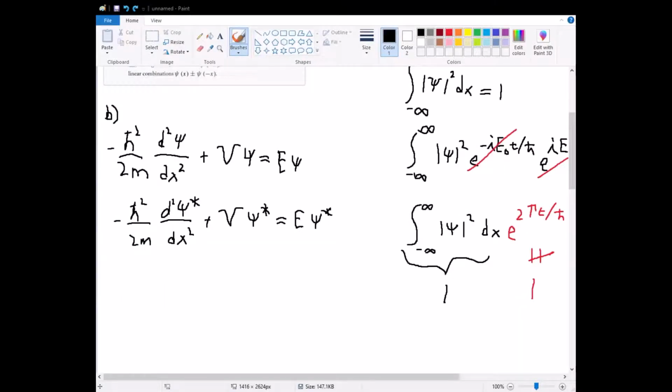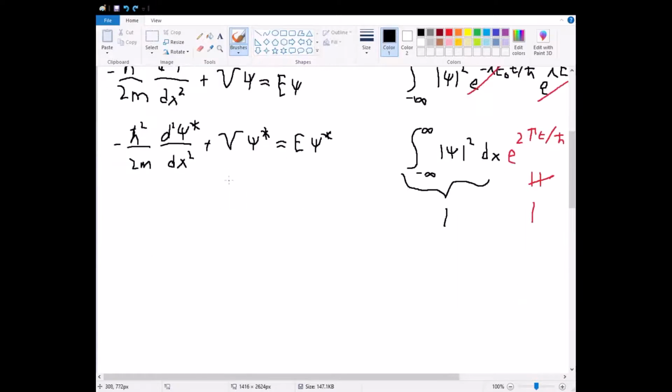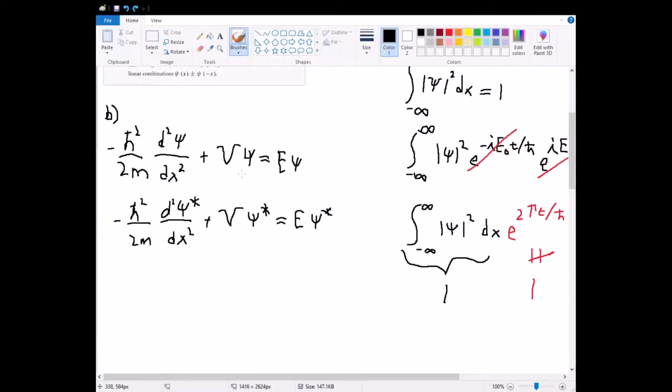Now that I've shown that both psi and psi star respectively are valid solutions, the next thing we can enforce is the next part of the hint. For a given E, so too does this complex conjugate, and hence also the real linear combination psi plus psi star and i times psi minus psi star. So let's ignore the i for now and just enforce this idea. So we have psi and psi star both as valid solutions.